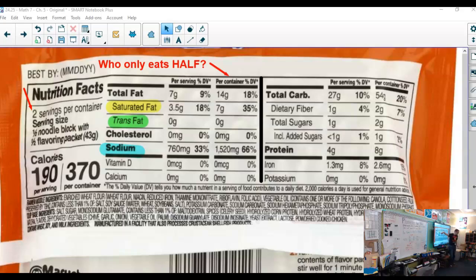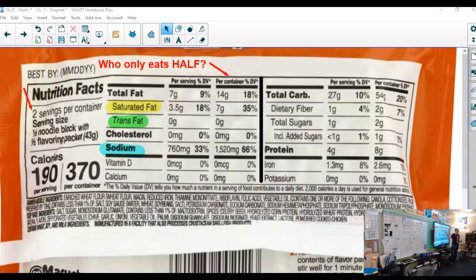What's a serving? Half. Who eats half? Anyone in here only eat half when you eat ramen noodles? Because I have to share it with my sister. I cook for her. That's nice of you. Not nice of me, I just eat half the noodles raw. Jay, you're a monster. Oh, that's great. So, hold up.